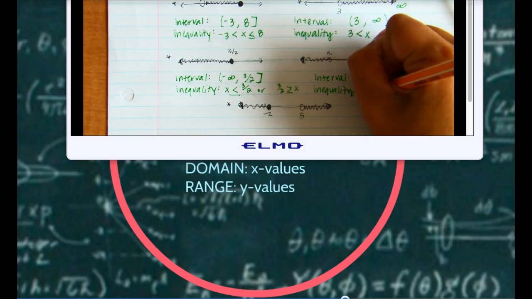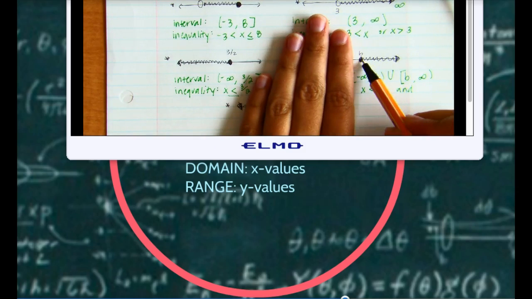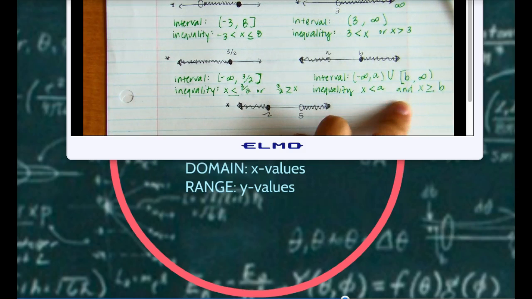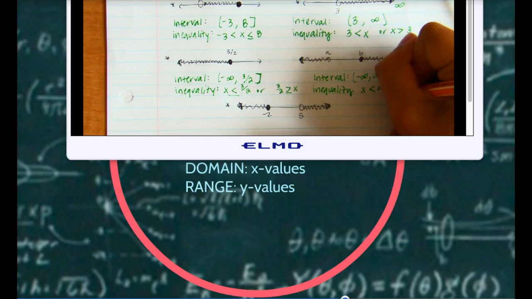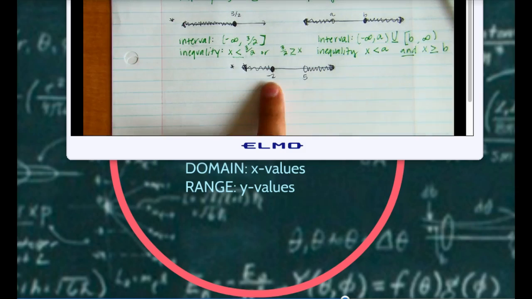X is less than a. And on this side, I've got x is greater than or equal to b. X is greater than or equal to b. There's no way that I can unite these other than by the words "and" or "union." Okay, give this one a try. What is my notation going to look like?